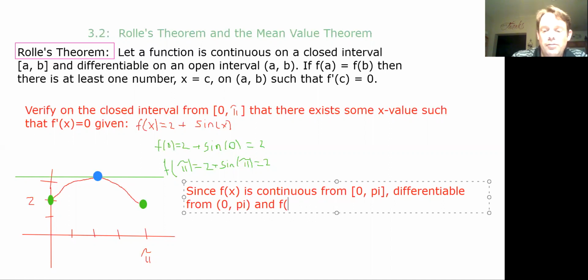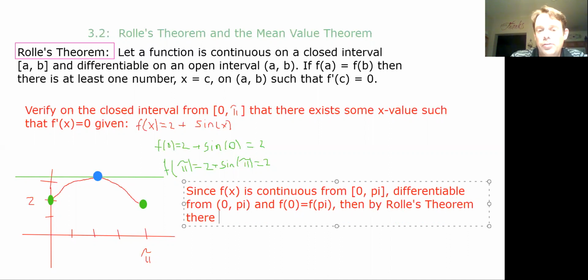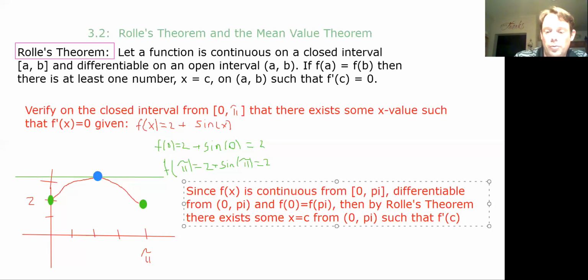And f of 0 equals f of pi. Then by Rolle's theorem, there exists some x equals c from 0 to pi, such that f prime of c equals 0. All right, and again, how do we know we were using Rolle's theorem again?